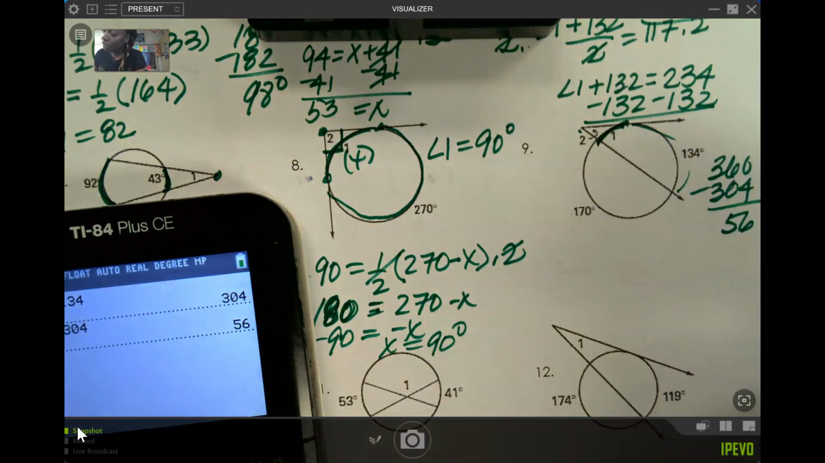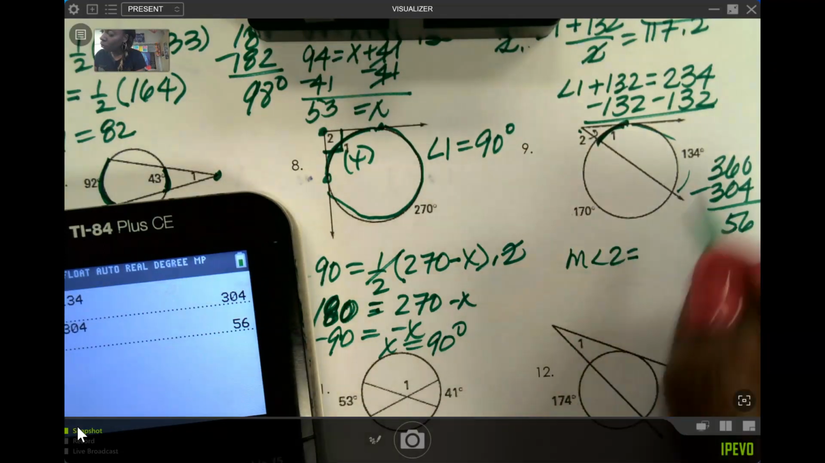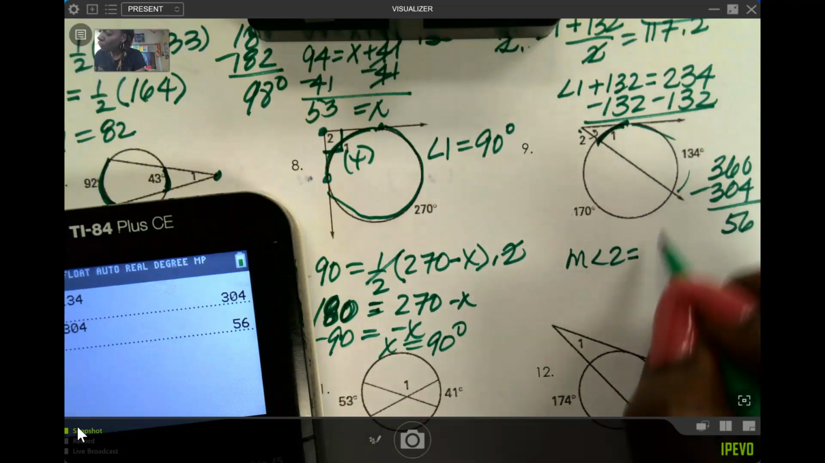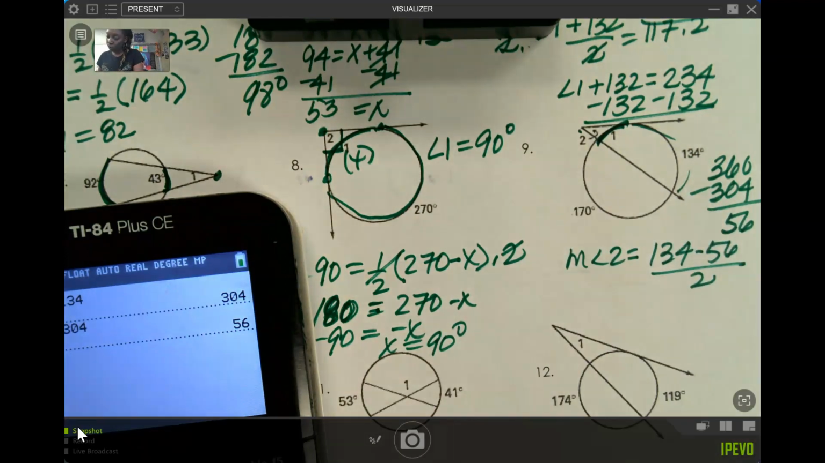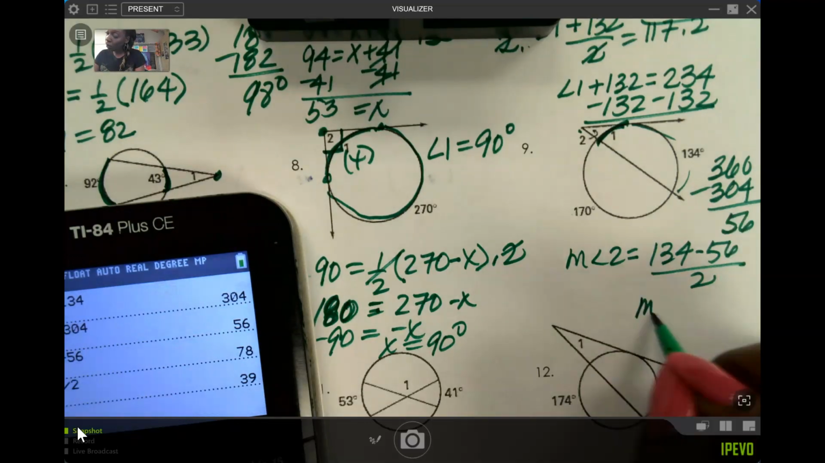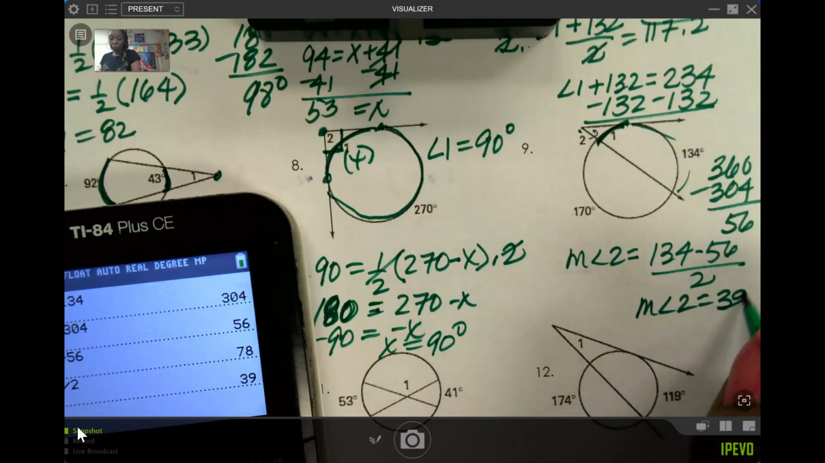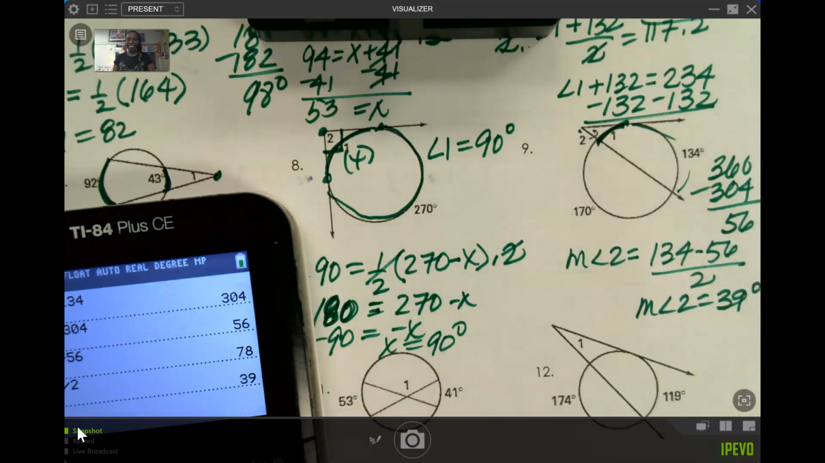So the measurement of angle 2 is going to be equal to 134 minus my 56, divided by 2. So we're going to take 134 minus 56. That's 78. We're going to take that divided by 2, and we're going to get 39 degrees. All right, 39 degrees there. All right, let's keep trucking along.